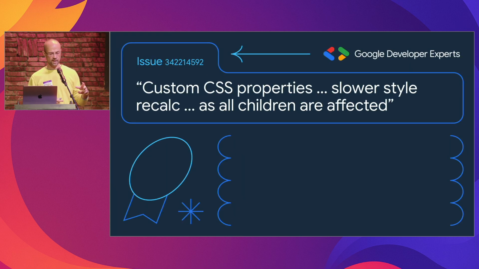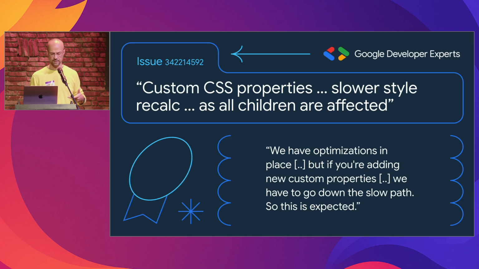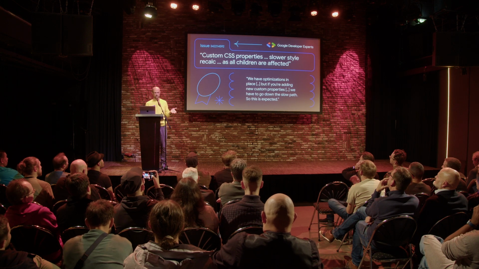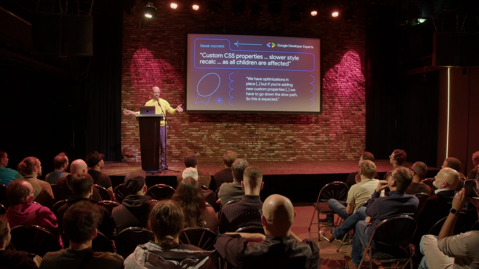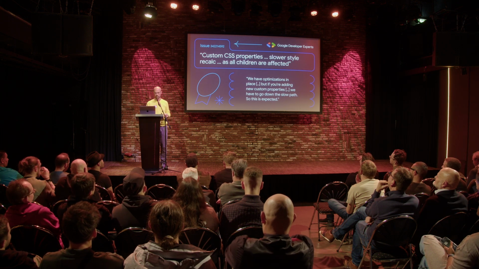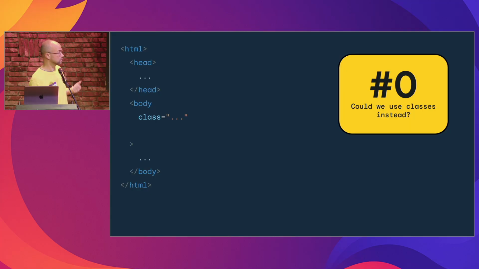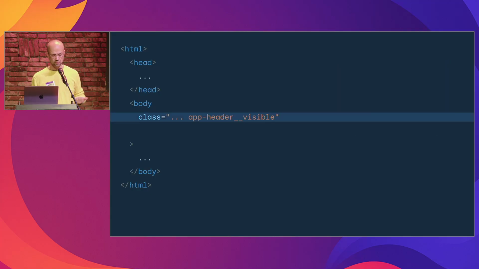And there is a Chrome bug, which is closed, by the way, whose title is about custom CSS properties causing slower style recalculation, as all children are affected. And the developer who replied to the thread said, we have optimization in place, but if you're adding new custom properties, we have to go down the slow path. So this is expected. It's not a bug. It should be like that. If you set custom properties, there is a potential cascade of things that needs to be recalculated in the whole DOM. So what you can do first, you can not use custom properties and just use classes.